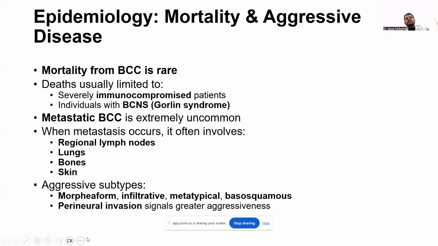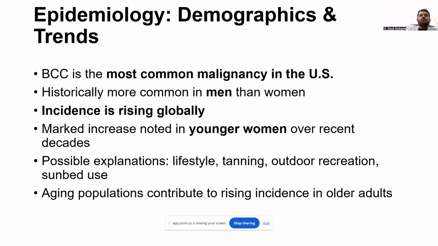And these are the aggressive subtypes, okay? Morpheaform, we'll talk about that. Again, in the US, it's the most common tumor, more in men. Again, I think it's more in men, not necessarily related to hormonal, or I think it's just the fact that the outdoor workers are mainly men compared to females.